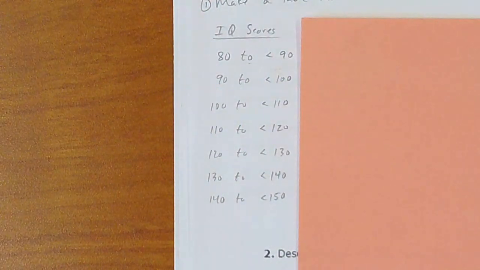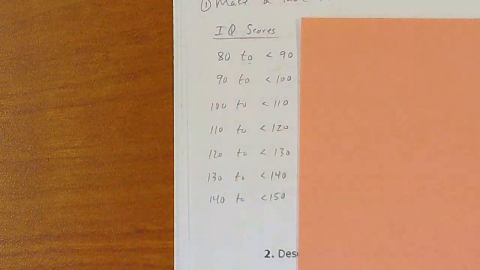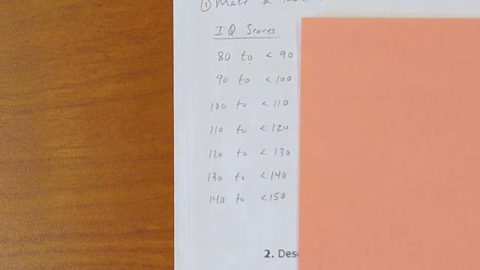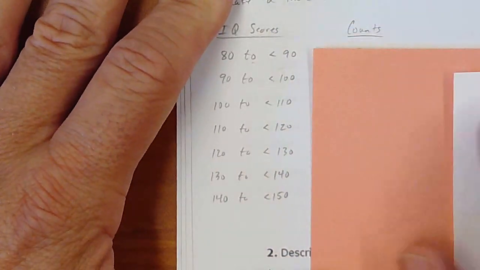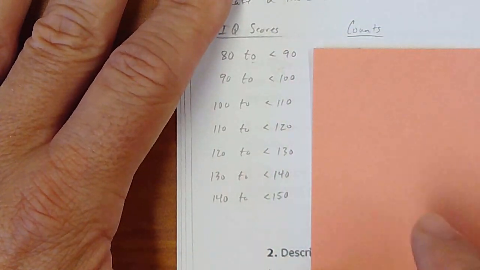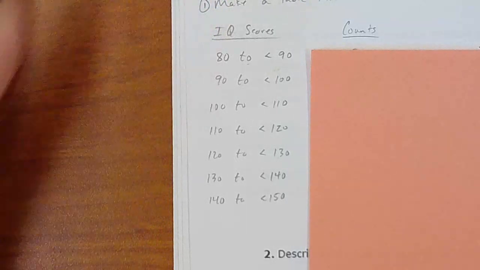Okay, so go ahead and get that set up. Start counting them, crossing them out as you go, and tally them up, because that's what I'm going to put next to this. I just labeled counts, and I'm going to count them up.